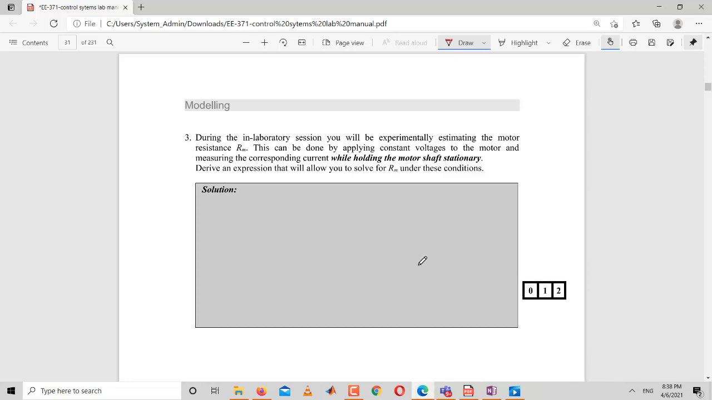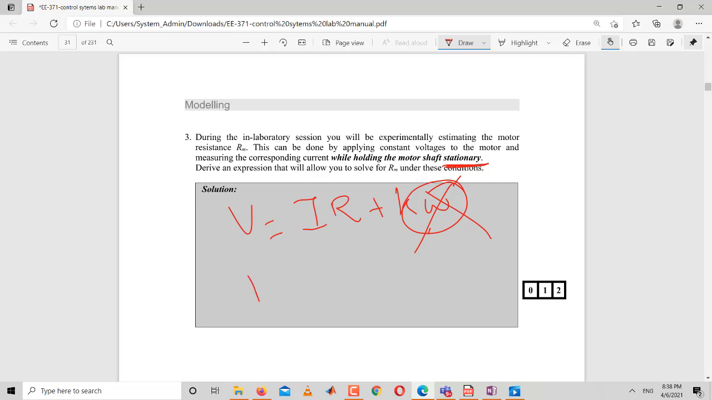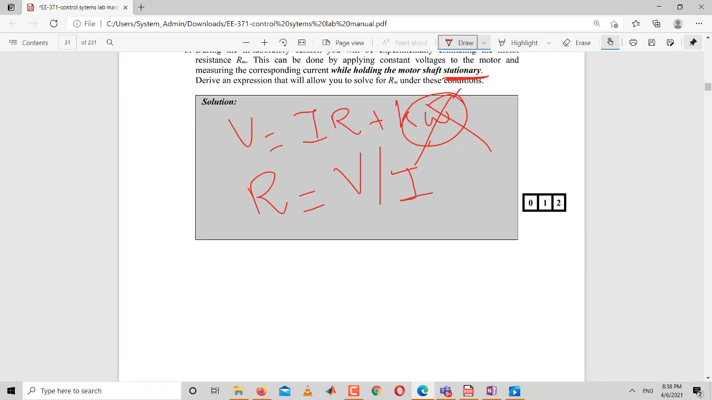So this is very simple. Since we are holding it stationary, and the equation was V equals IR plus K omega, we are ignoring the inductance. If it is stationary, meaning not moving, then there is no omega, so the relation for resistance would be very simply V by I. So this is the answer of question number 3 here.